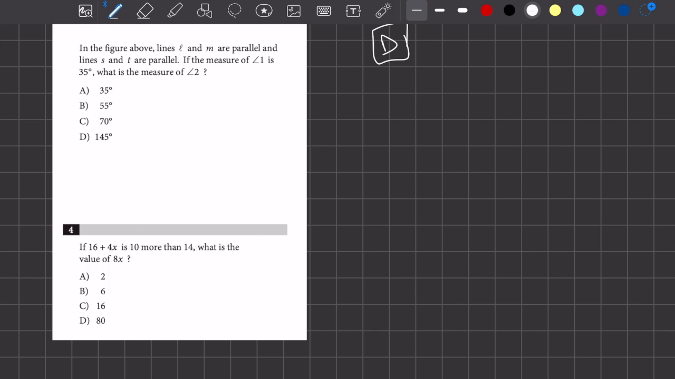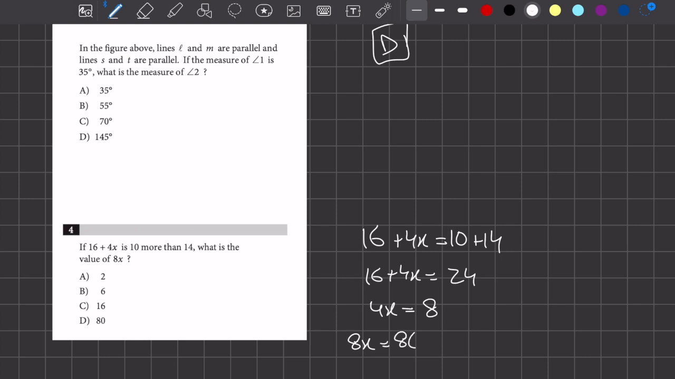Question 4 basically states that 16 plus 4x equals 14 plus 10. So 16 plus 4x equals 24. And 4x equals 8. We need to find the value of 8x, which will just be double that of 4x. So our answer is option C, or 16.